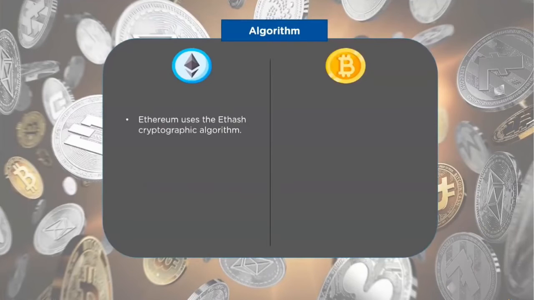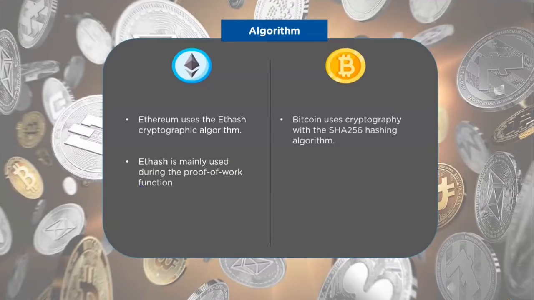Ethereum uses the Ethash cryptographic algorithm for mining blocks in the Ethereum network. On the other hand, Bitcoin uses the SHA-256 hashing algorithm for mining blocks in the Bitcoin network. Ethash algorithm is mainly used during the proof of work function. Proof of work is a small piece of data that is difficult to generate but easy to validate and satisfies certain network requirements. SHA-256 algorithm helps Bitcoin users to protect all their sensitive data like private keys.